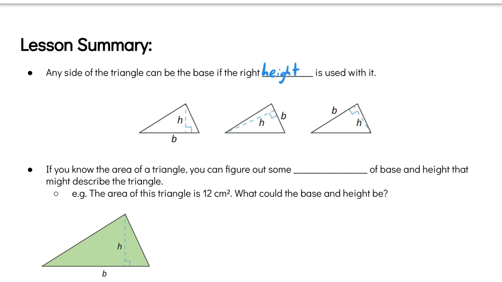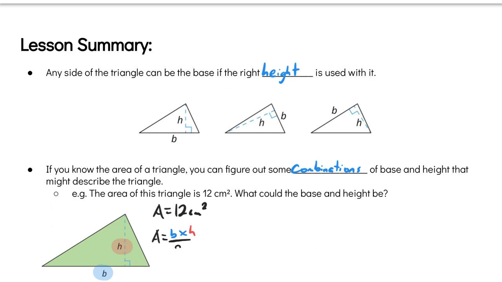If you know the area of a triangle, you can figure out some combinations of base and height that might describe the triangle. For example, the area of this triangle is 12 centimeters squared. What could the base and height be? So if we know the area is 12 centimeters squared, we also know that the area is the base, and we'll just color code it. We know that it's the base times height, and we're going to divide that by 2.